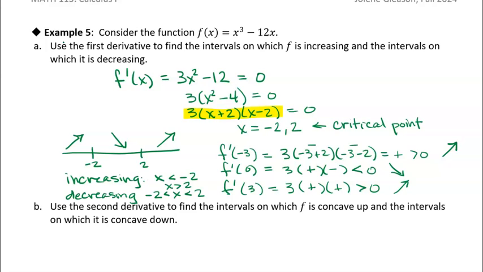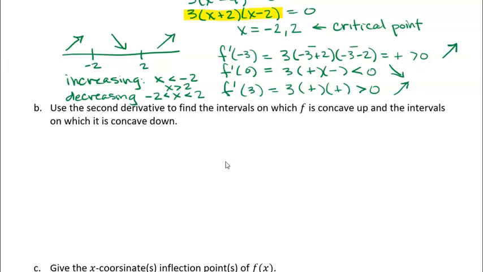Anyway, so it's increasing when x is less than -2 or greater than +2. It's increasing, and it's decreasing on that interval in the middle. All right, so that's the first part. So now we know the intervals on which the function is increasing and decreasing.